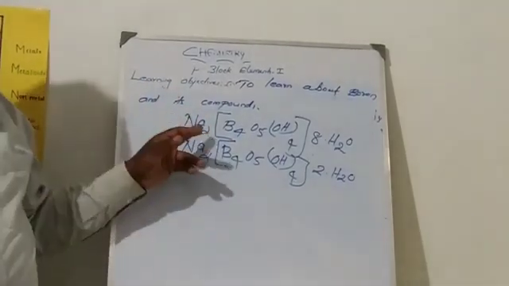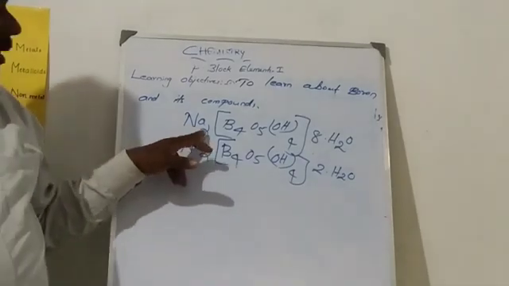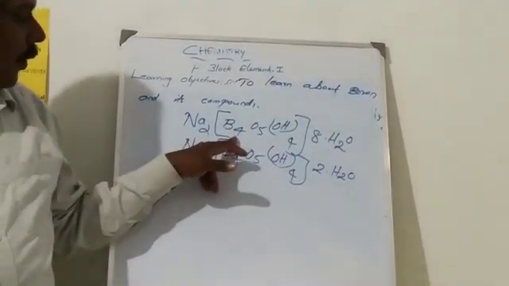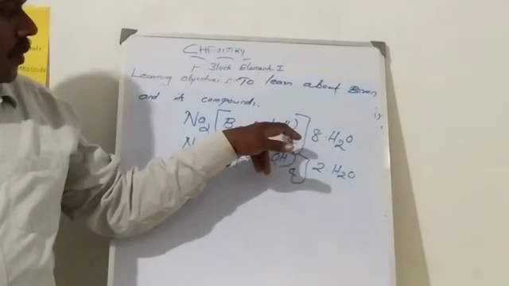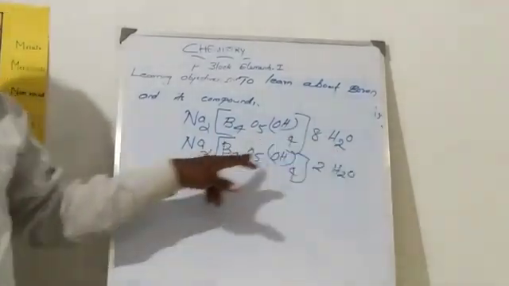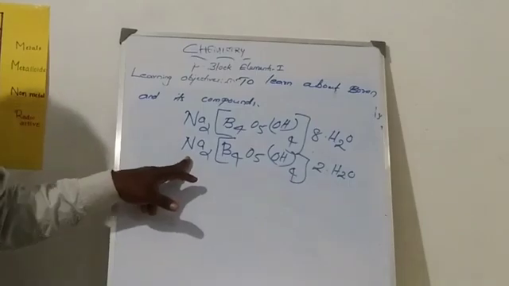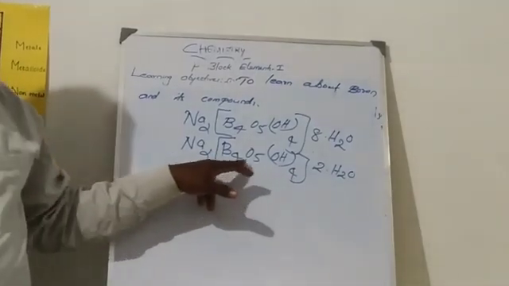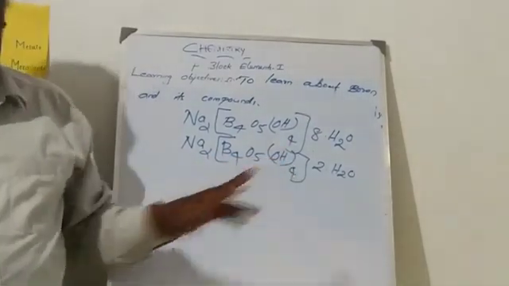One is borax. What is the formula? Tell me. Na2B4O5(OH)4·8H2O. Next one, kernite, Na2B4O5(OH)4·2H2O.